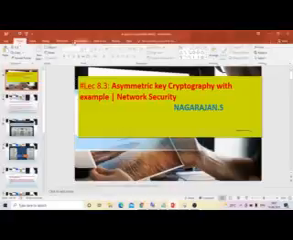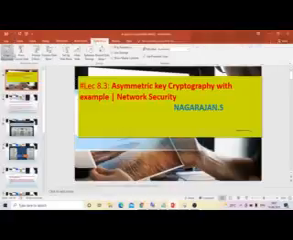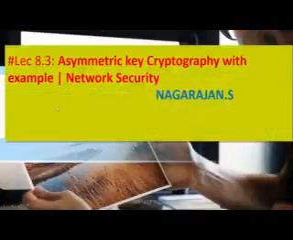Today we're going to see the topic called asymmetric cryptography with example, a real-time example. This tutorial is definitely helpful for people who want to crack exams like UGC GATE and so on, and who want to be strong in the fundamentals of network security. Let's go for today's session.